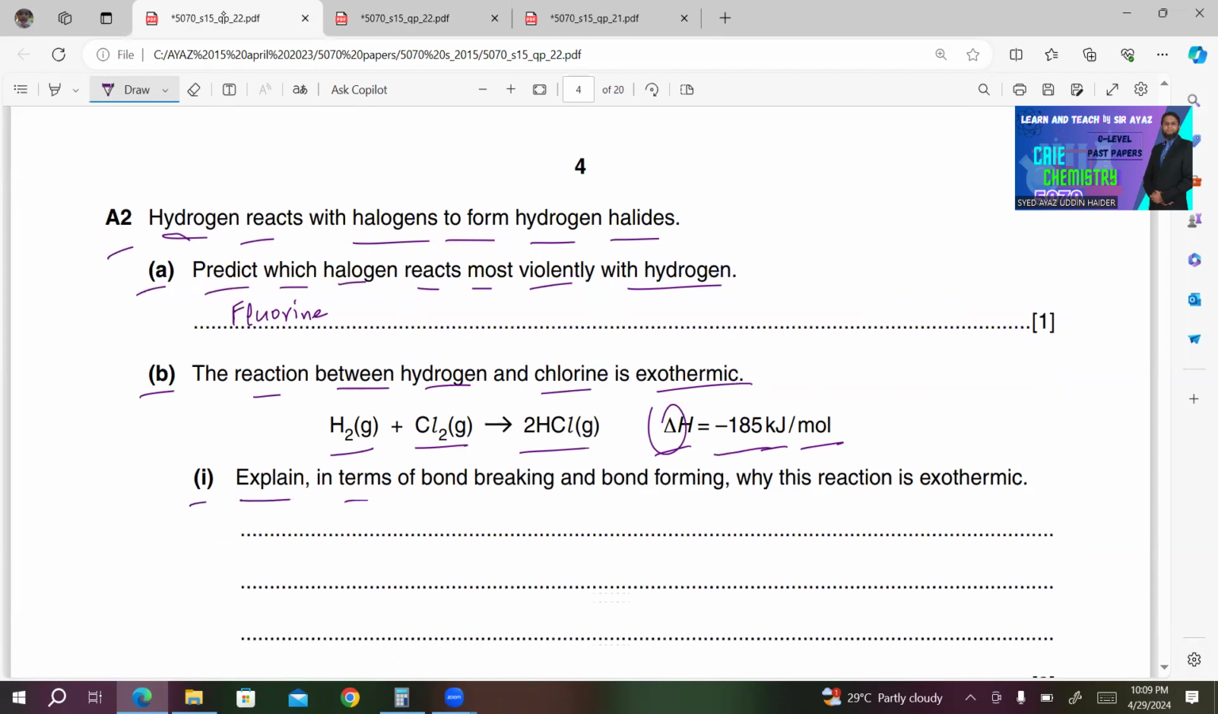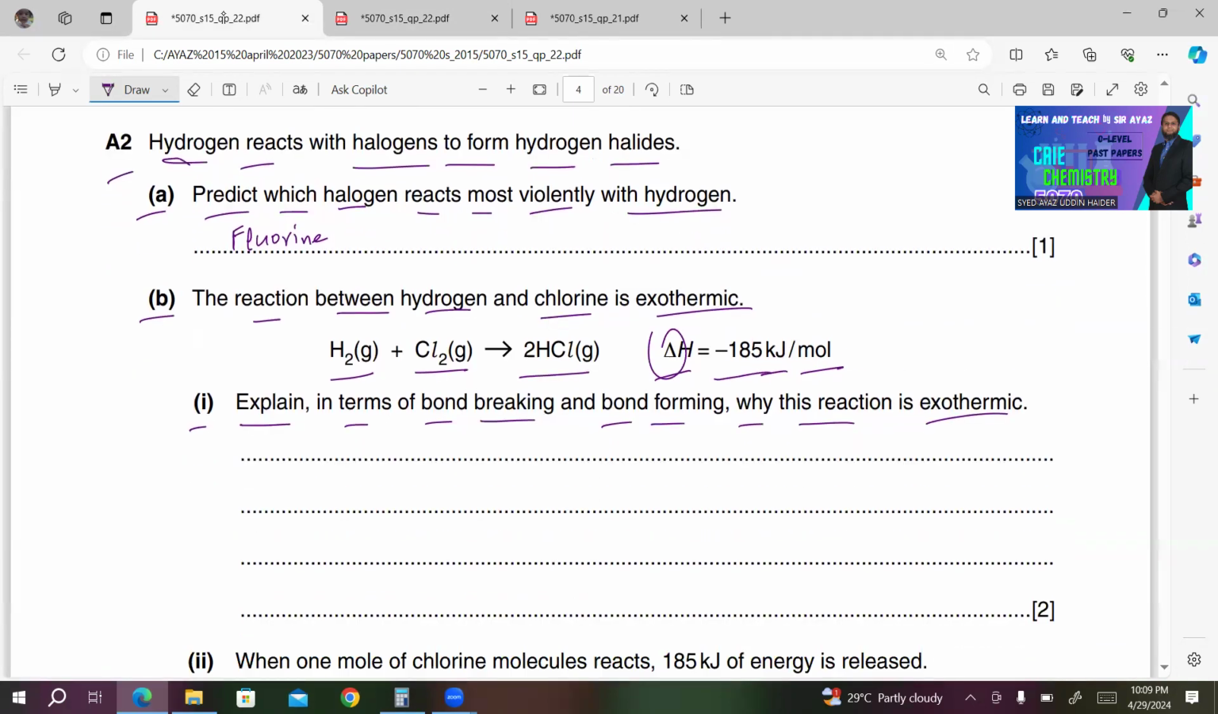Number 1. Explain in terms of bond breaking and bond forming why this reaction is exothermic. So we know that bond breaking is endothermic, or takes in energy, while bond making is exothermic.